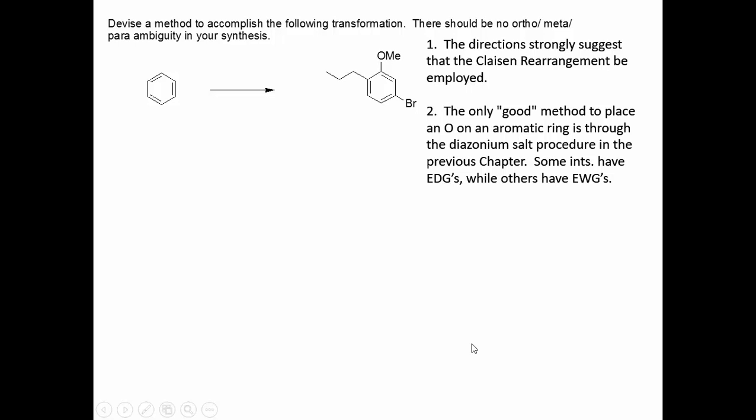Okay, so in that transformation of a benzene ring to a phenol, some of the intermediates have electron withdrawing groups. That would be the nitro intermediate, and some of the intermediates have electron donating groups. That would be the amine intermediate.